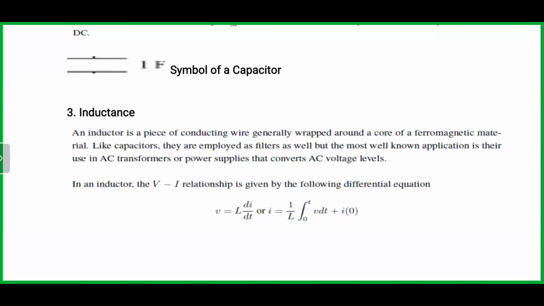An inductor, simply put, an inductor is an electrical device that converts electric energy to electric field. Okay, it builds electric field. Please note this one. Okay, it builds electric field. So it stores the energy as an electric field.